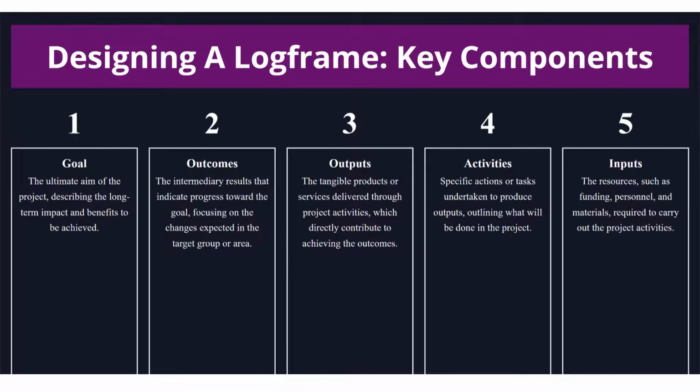To design a log frame, start by clearly defining the goal, which describes the long-term impact and benefits of the project. Identify specific outcomes that indicate progress toward this goal, focusing on measurable results. Next, determine the outputs, or tangible products and services delivered through activities, which directly contribute to achieving the outcomes. Outline the activities, or the specific actions required to produce these outputs. Finally, specify the inputs, resources such as funding, personnel, and materials, needed to carry out the activities efficiently.